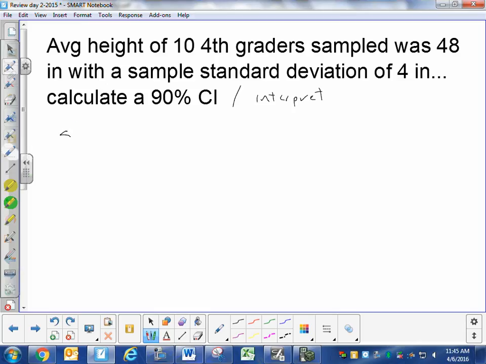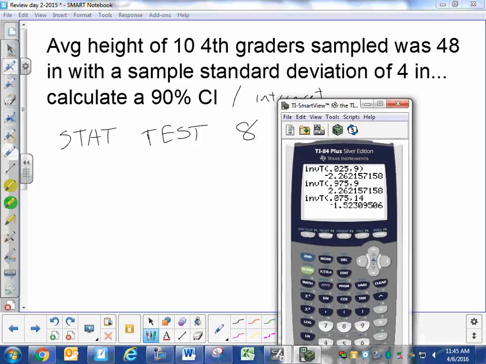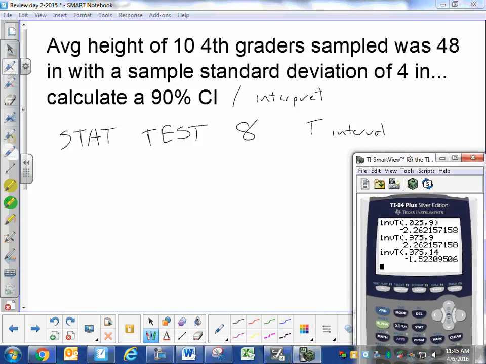You can just use stat test 8. Stat test 8 is t interval. Check your answers with a neighbor.